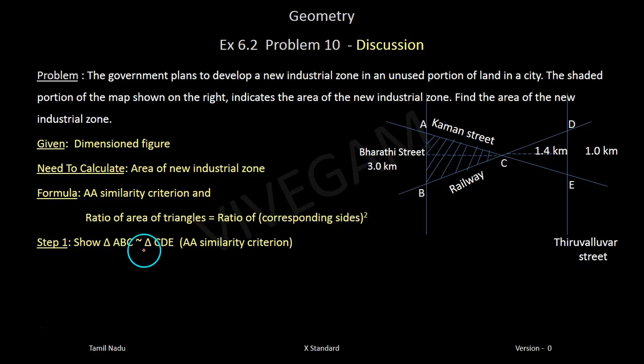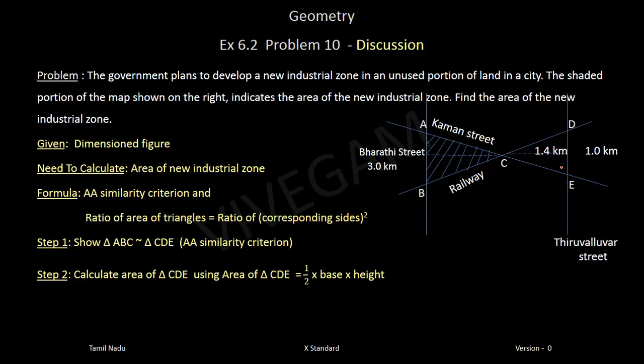Okay. Now what will be the first step? We need to show this triangle is similar to this triangle. That is, triangle ABC is similar to triangle CDE. Right. Then after that, calculate the area of this triangle CED, that is half into base into height. The base is 1 kilometer, height is 1.5 kilometer. So this triangle's area can be calculated.